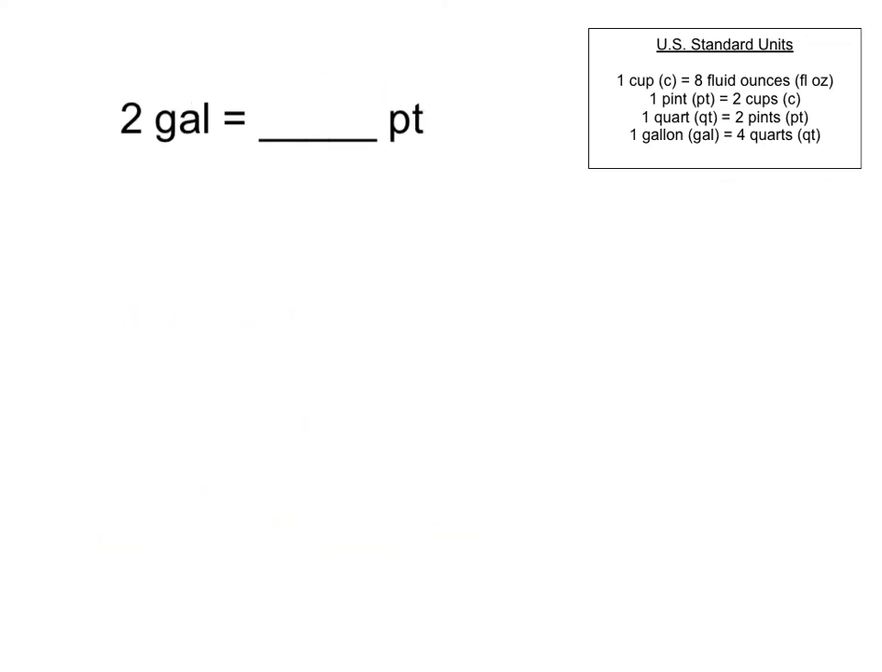Next we have 2 gallons equals some number of pints. Now when I look over at my conversion chart, I know that gallons equals some number of quarts, and I know a certain number of quarts equals a certain number of pints, but I don't have the exact conversion for what 1 gallon equals in terms of pints. So I'm going to have to do a little bit of legwork to figure it out. I do know that gallons is a larger unit of measure compared to pints, so I'm going to need to multiply, but I have to figure out what I'm multiplying by.